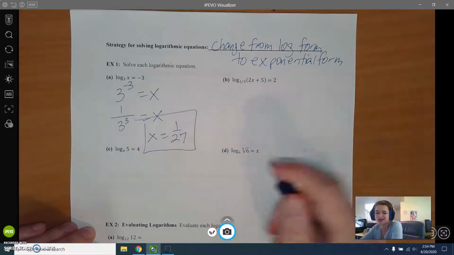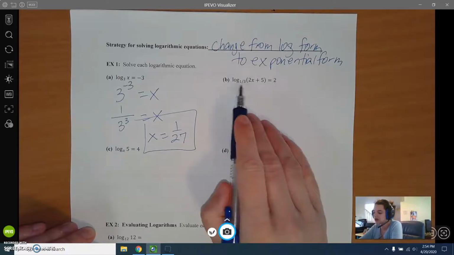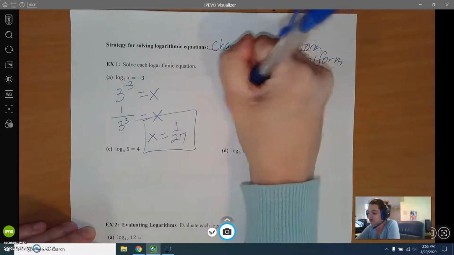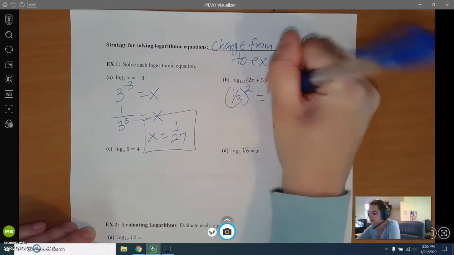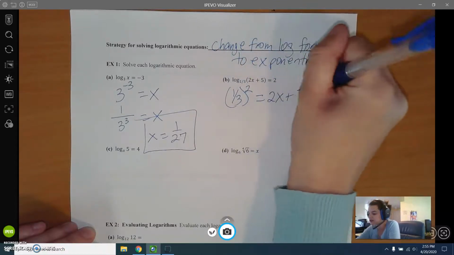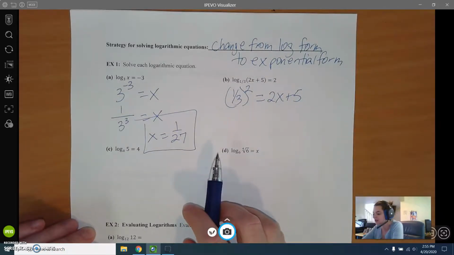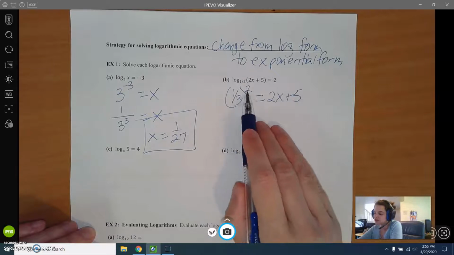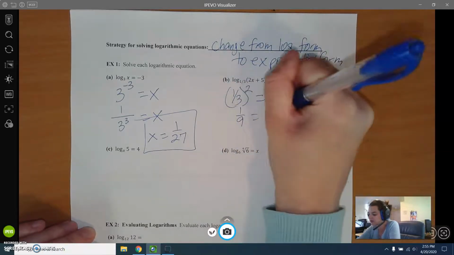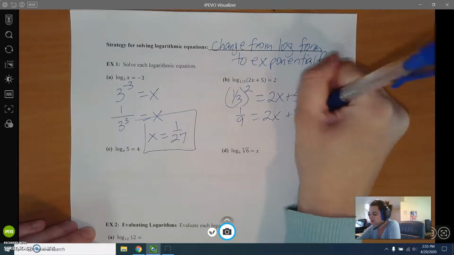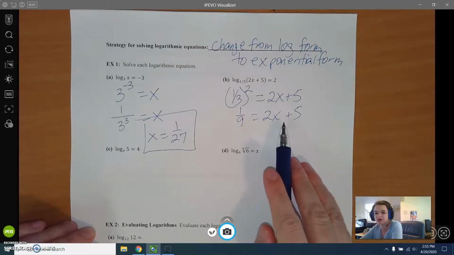Okay? For the next one, part B, I've got log base 1/3 of 2x plus 5 equals 2. So let's try getting it in exponential form and see if that makes our life a little bit easier. So the base would be 1/3. It's raised to an exponent of 2, and it equals 2x plus 5. Alright, that doesn't seem too bad. That's a nice linear equation. So 1/3 squared would be 1/3 times 1/3, which is 1/9. And then if I want to get x by itself, I'll probably subtract 5 and then divide by 2.